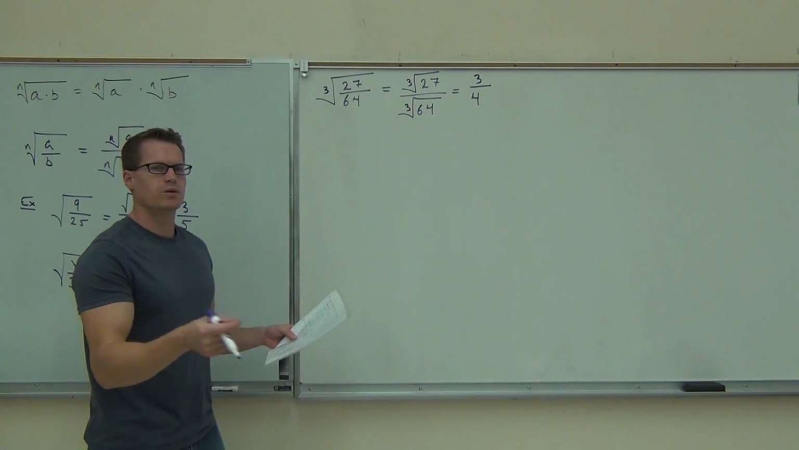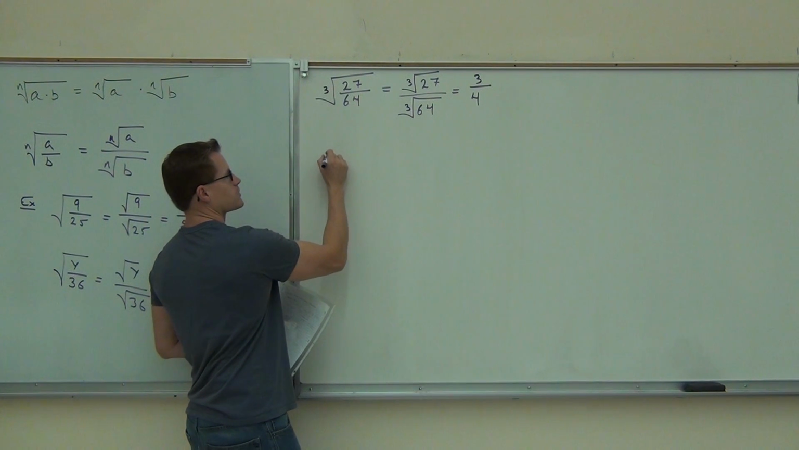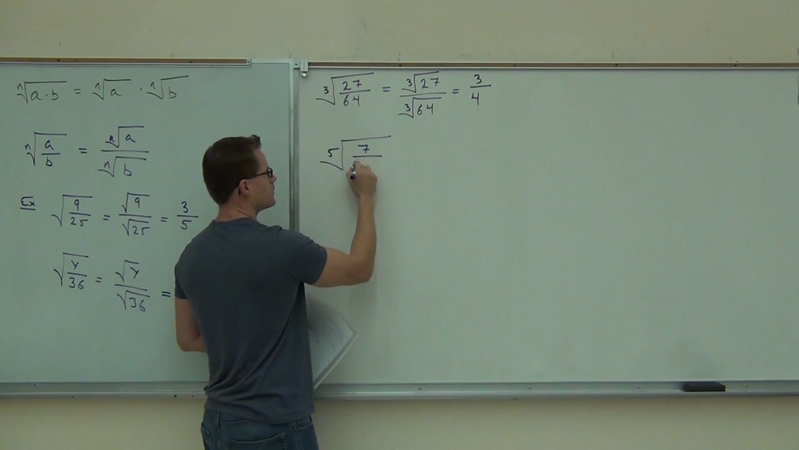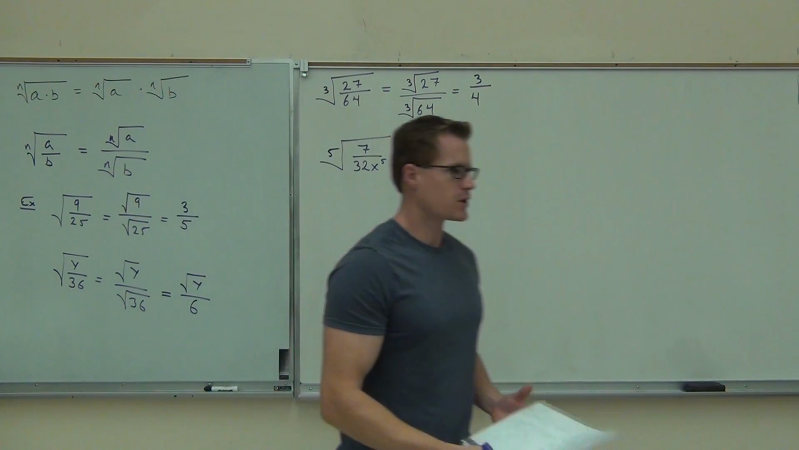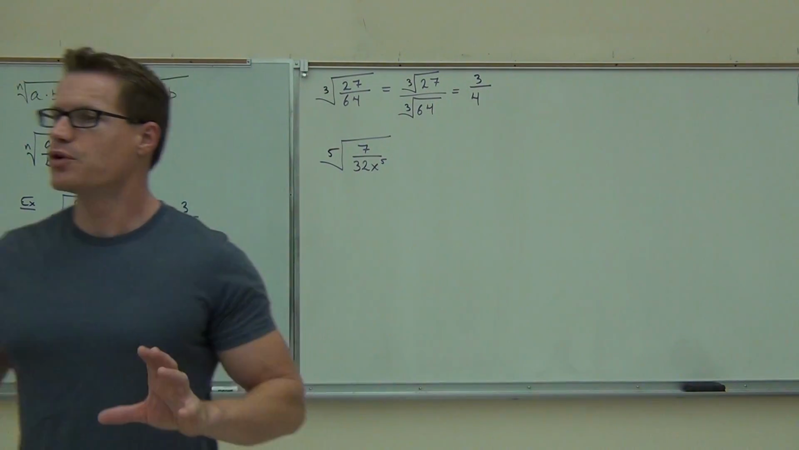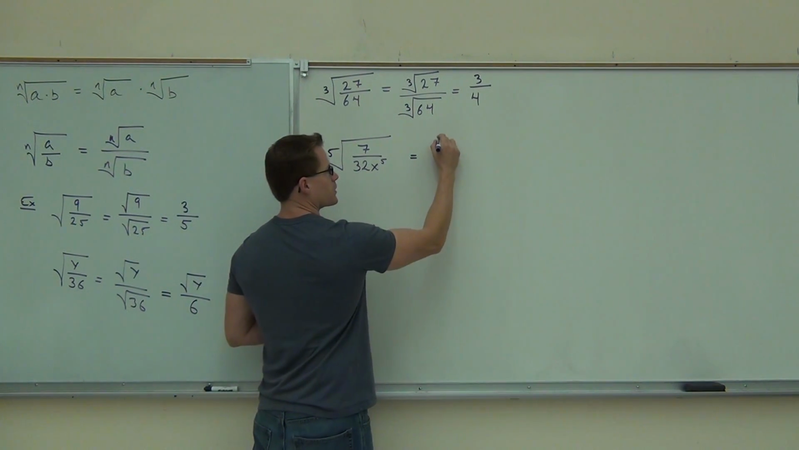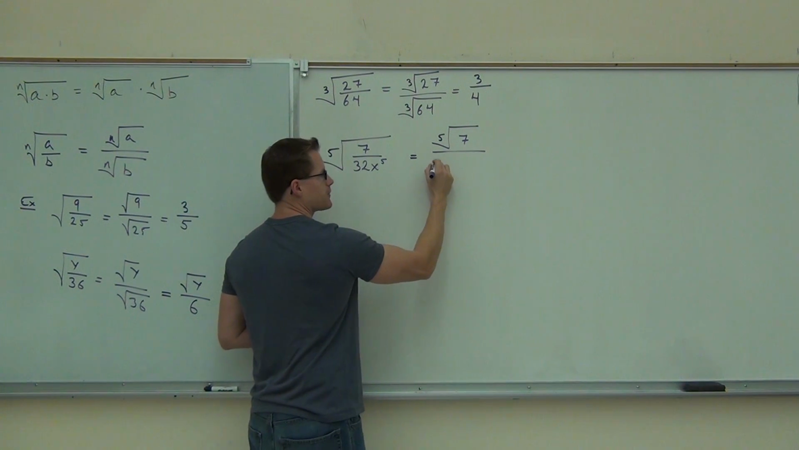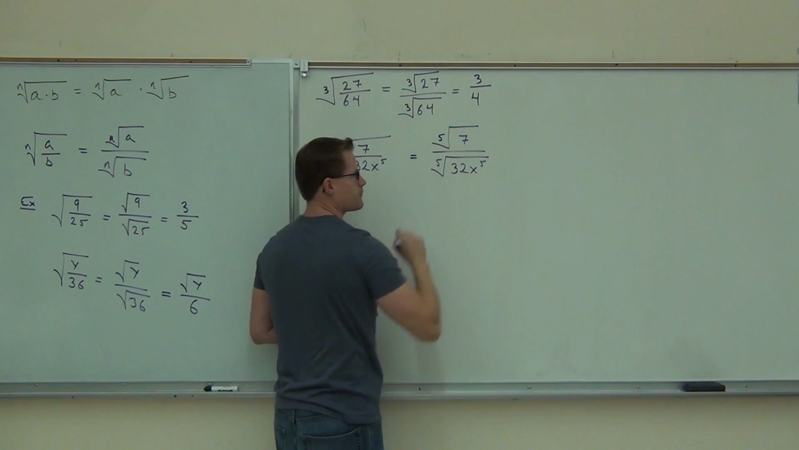Let's practice one more and then we'll learn how to simplify this in any context. Let's practice with a fifth root of 7 over 32x to the fifth. First thing we know is that any type of root we can separate a quotient. That's the quotient rule for us. So we're going to have a fifth root of 7. We're also going to have a fifth root of 32x to the fifth.